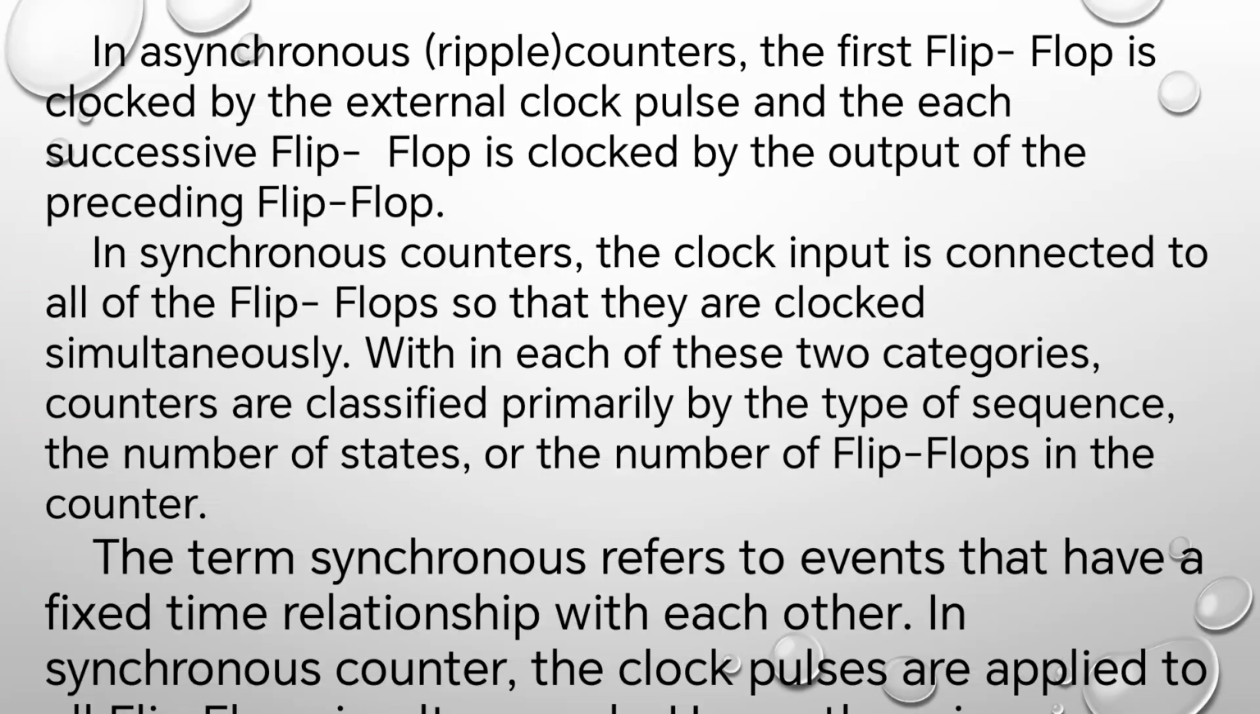Within each of these two categories, counters are classified primarily by the type of sequence, the number of states, or the number of flip-flops in the counter. The term synchronous refers to events that have a fixed time relationship with each other.